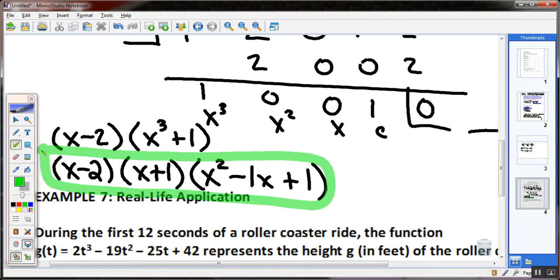What do you guys think? Synthetic division helpful or hurtful? Helpful. So we want to make sure synthetic division is our friend, because friends help.